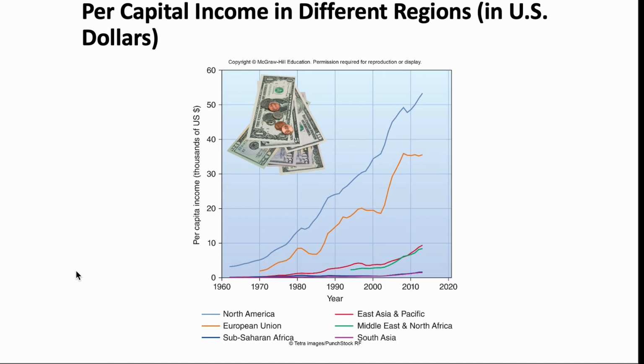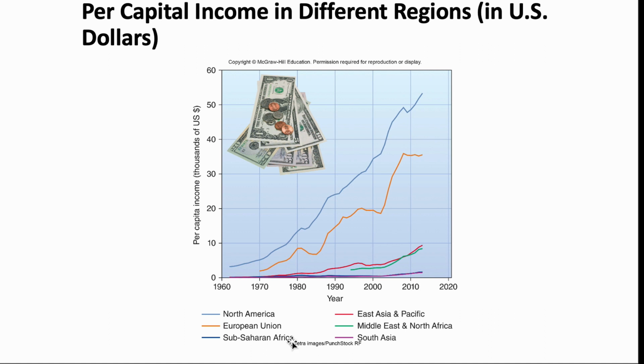Again, we're going to tie these together with our environment. This is a nice segue. We have per capita income in different regions. Again, we have the y-axis, right? Per capita income in thousands of dollars. I like how this figure says per capita income, but in parentheses, you know specifically how much the figure is depicting. And then we have the x-axis. We have year and the dates, right?